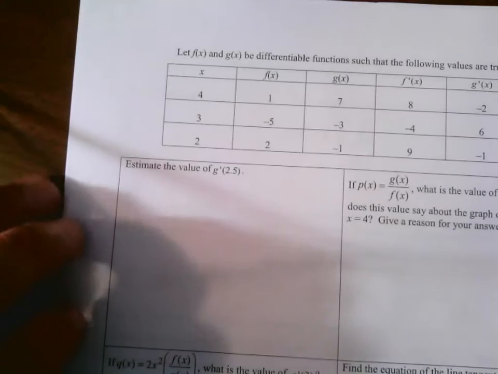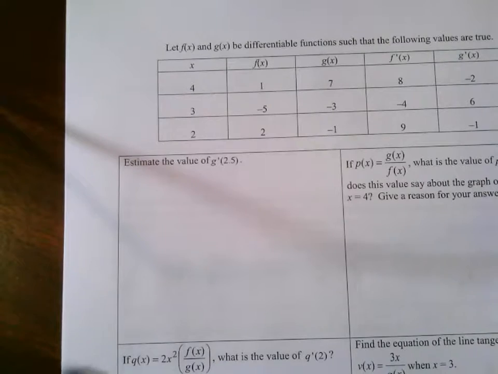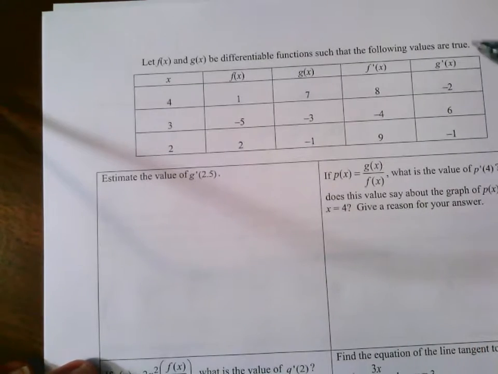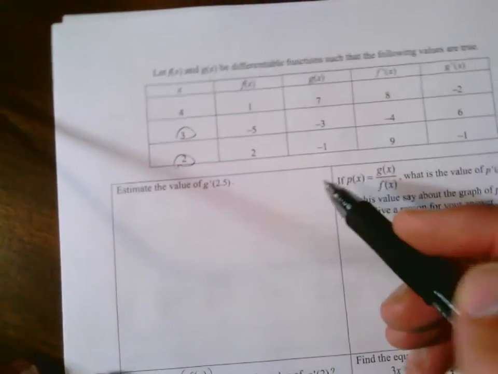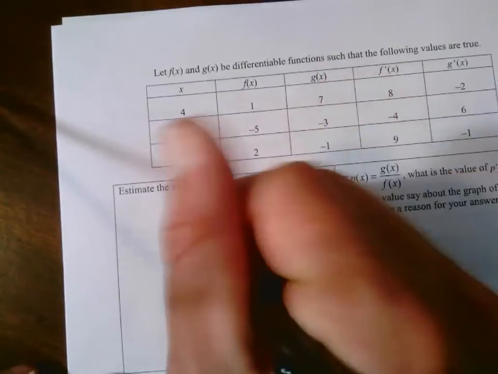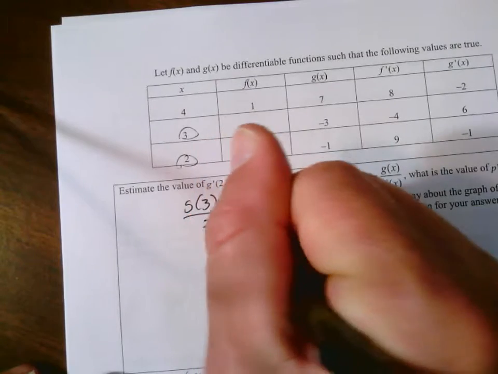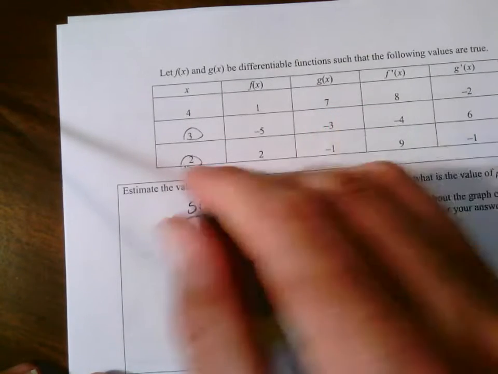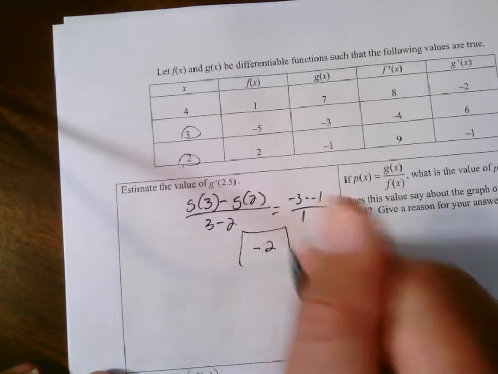Last page. Tables. G prime of 2.5. Alright, so that's kind of how I did on the last one. 2.5 will be between 3 and 2, so we'll use that slope of g of 3 and 2. So g of 3 minus g of 2 over 3 minus 2 equals g of 3 is negative 3 minus g of 2, negative 1, negative 3 plus 1 is negative 2. There you have it.